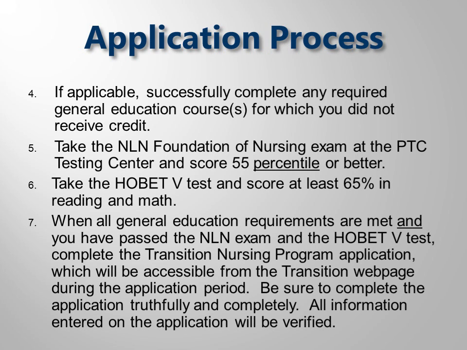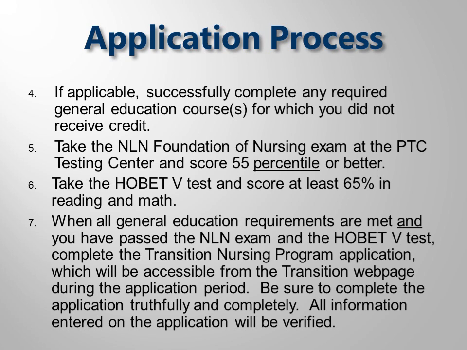The fourth step is to complete, with the grade of C or better, any of the required general education courses for which you were not awarded credit. Fifth, take and pass the NLN Foundation of Nursing exam. You must score at least 55 percentile on the test to pass, and you have only one attempt to pass it. The sixth step is to take and pass the HOBET 5 test, and pass it with a 65% in math and a score of 65% in reading.